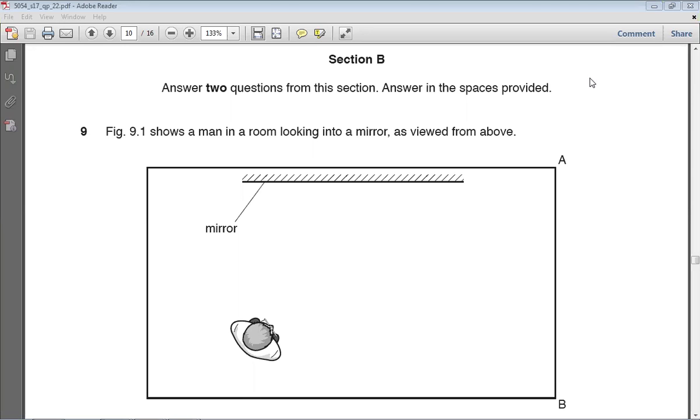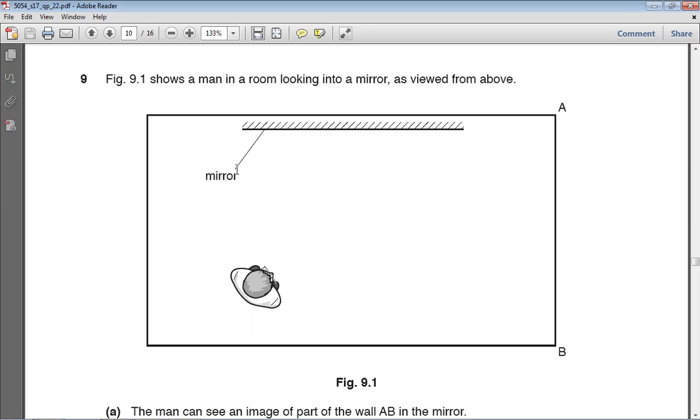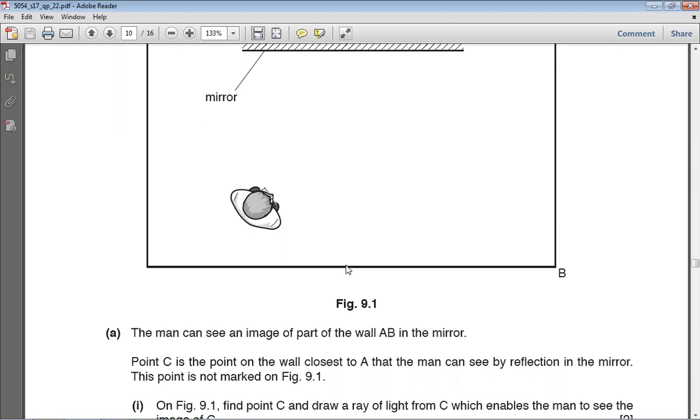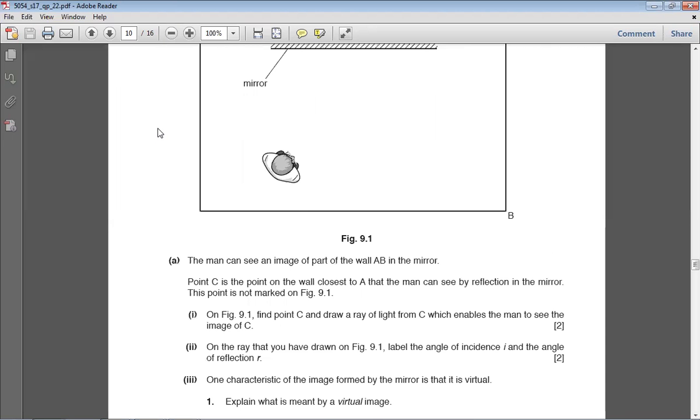Section B: answer 2 questions from this section, answer in the space provided. Question number 9. Figure 9.1 shows a man in a room looking into a mirror as viewed from above. So here, this is a room, and in that room, this is a man standing here, and there's a mirror in front of the man, and it's a plain mirror, and here you have the walls of the room. Let me reduce the size so you can see the whole thing.